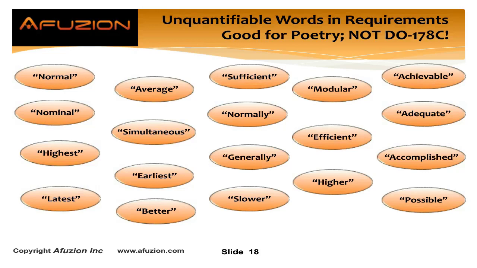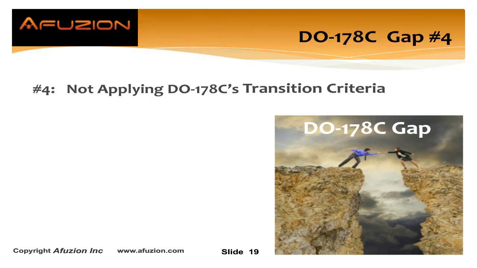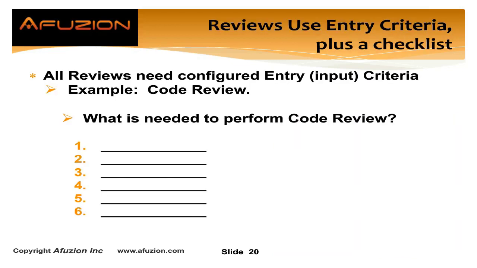Now, the next gap. There are 2 gaps in here. Transition criteria. That small little phrase in 178C with a powerful meaning. Let's consider, what do we really have for a code review? Well, we need the code. Let's just look at the code and see what we have, right? No, I need 6 formal inputs, configured inputs, actual use of the inputs.